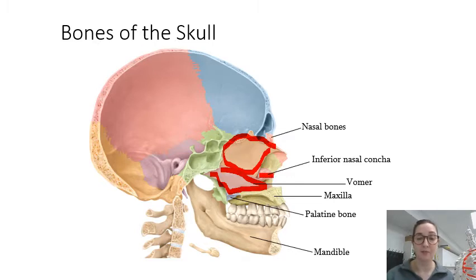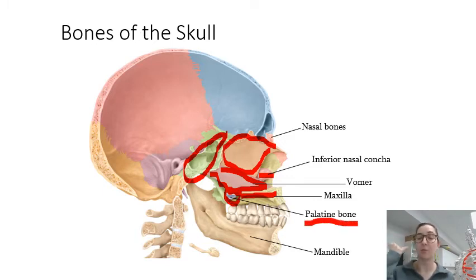Inside here we can see inferior nasal concha. We can see the sphenoid sitting back here. And then down here we get into the maxilla. And then this one we haven't mentioned yet, palatine. So palatine is this tiny little bone that creates a part of the back of your upper palate.